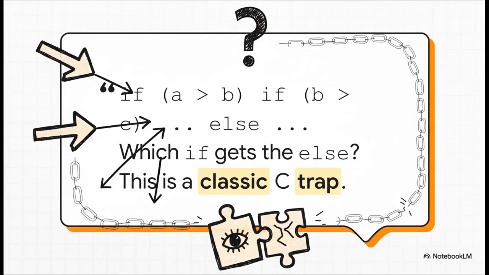Now, when you start nesting these if statements, you can stumble into a classic C trap, the dangling else. Just look at this code. The way it's indented, it looks like that else belongs to the first if statement, right? But is that what the compiler sees? That little bit of confusion can lead to some really nasty bugs in your logic.